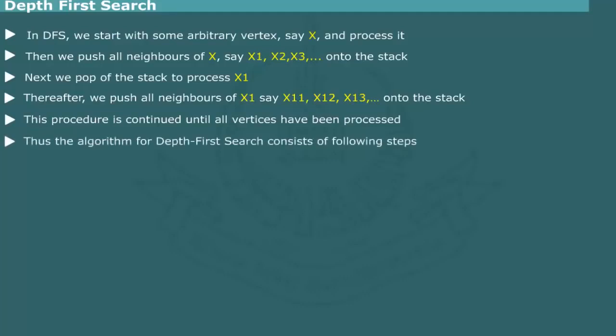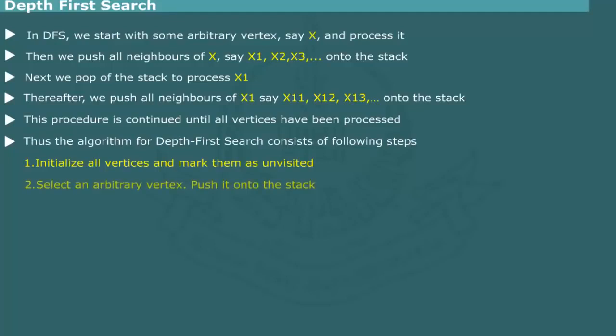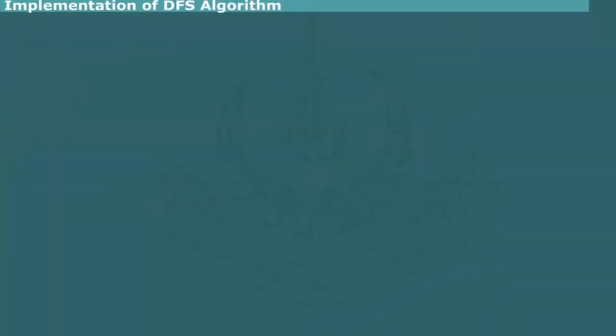The algorithm for depth-first search consists of following steps. Step 1. Initialize all vertices and mark it as unvisited. Step 2. Select an arbitrary vertex, push it onto the stack. Step 3. Repeat step 4 and 5 until stack is empty. Implementation of depth-first search algorithm.